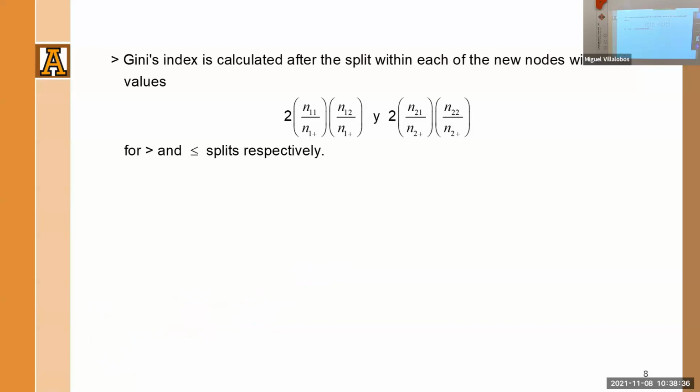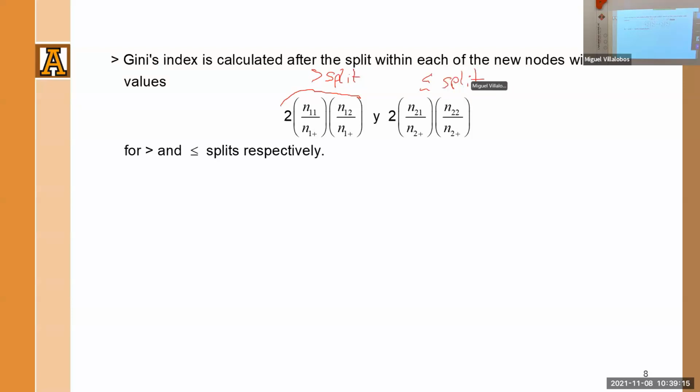So this index is calculated after the split. If I were to do the split that I had in the previous slide, then I compute here what's the Gini index after the split within each of the new node values. After the split, this will be the Gini index for the greater than split, and this will be for the less than or equal to split.